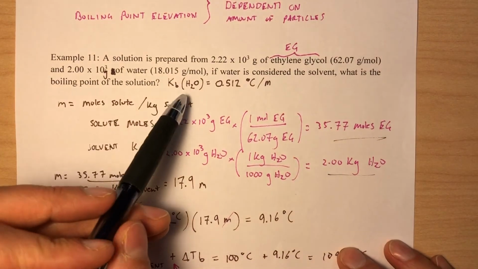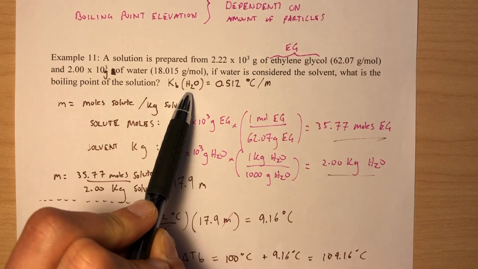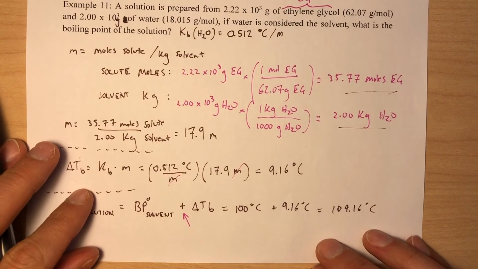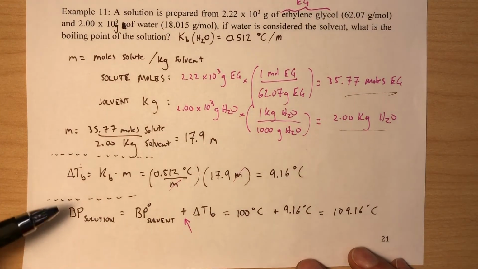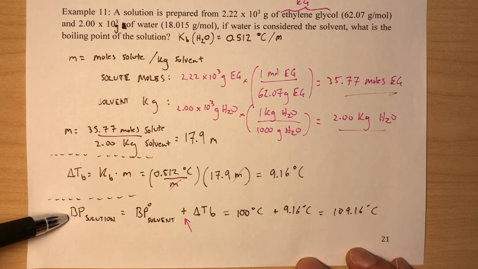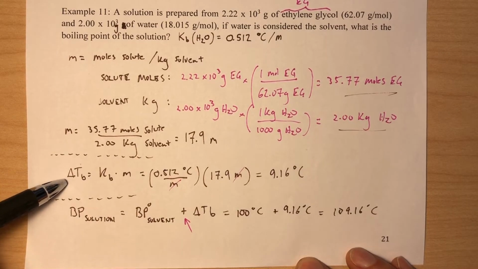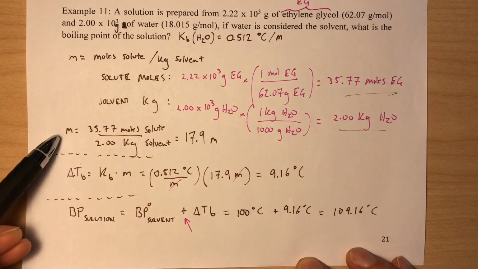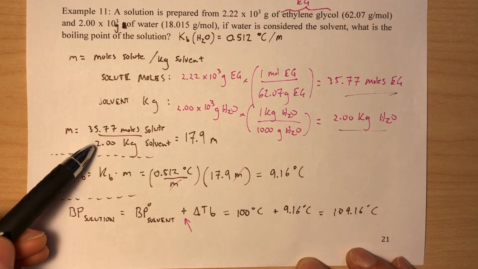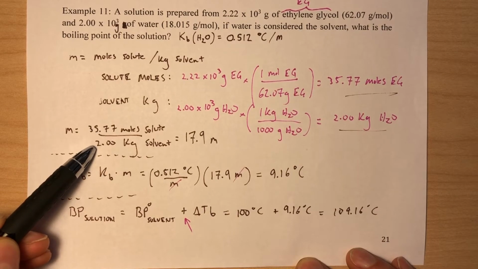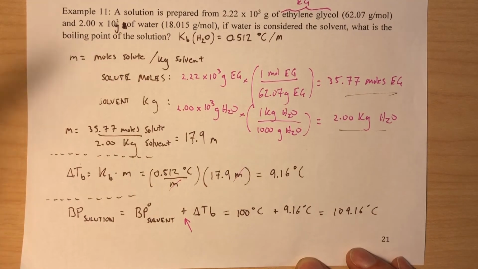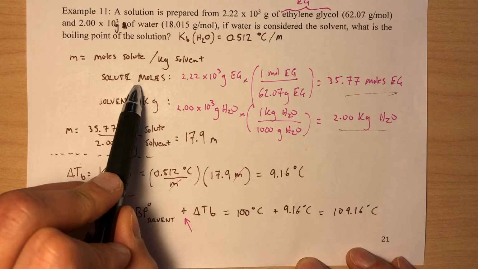So here we have our boiling point elevation constant for water. It's 0.512. So in order to solve for how much our boiling point solution is going to change by, we need our delta T sub B. In order to get delta T sub B, we need our molality. In order to get our molality, we need moles of solute and kilograms of solvent. And we can get that all from our equation for molality. So in order to solve this, we need moles of solute.